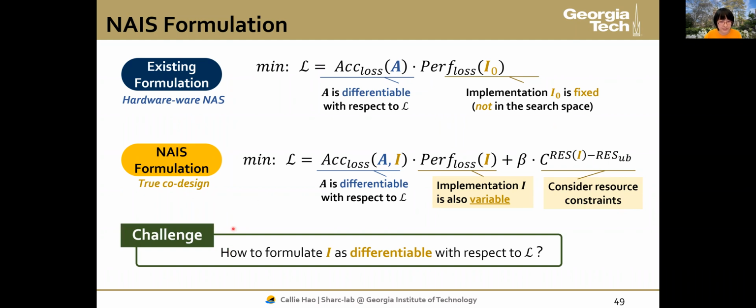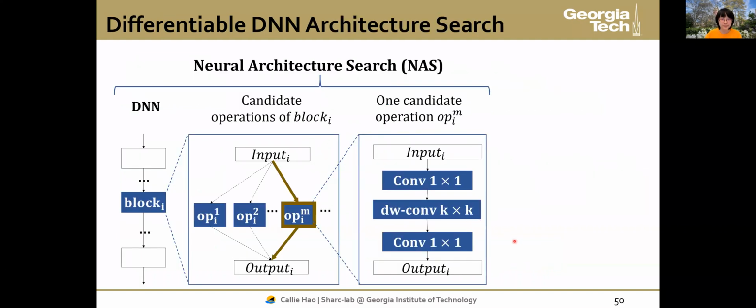Now the challenge is, how do we formulate implementation as differentiable with respect to the loss function? And we all know how to do A. I'm going to introduce it in 1 minute. We know how to do A. And how can we do this I? Well, the answer is not quite hard. Let's see. So this is the differentiable DNN architecture search, differentiable NAS. This is a quite popular approach already proposed by existing works.